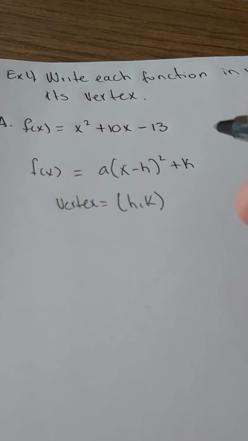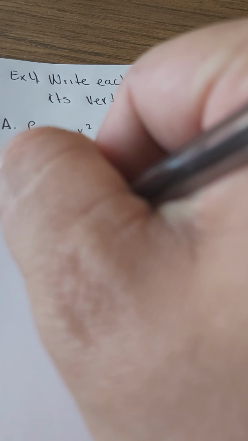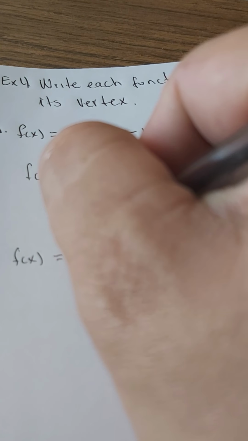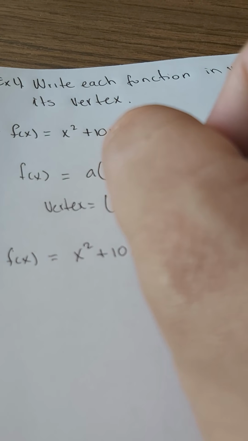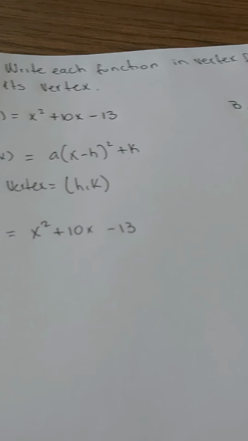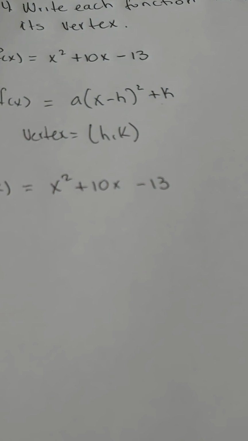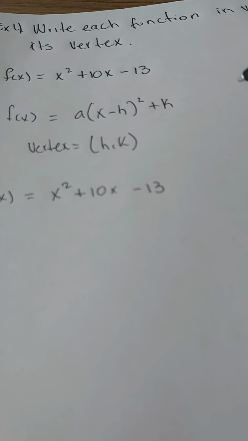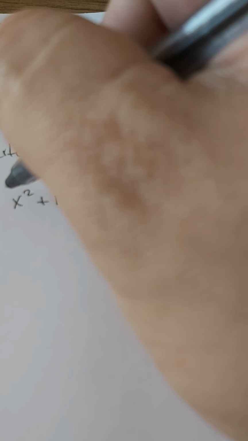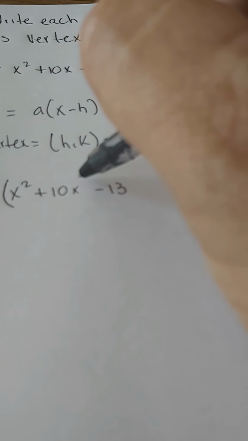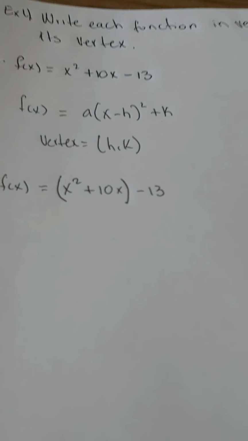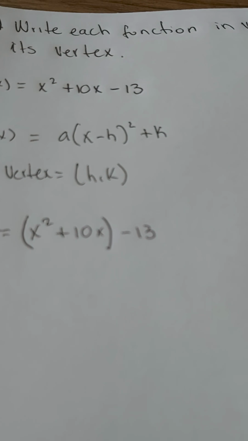Part A says f of x equals x squared plus 10x minus 13. So how are we going to write this in vertex form? Step 1, we are going to group the variables. So we get x squared plus 10x minus 13.